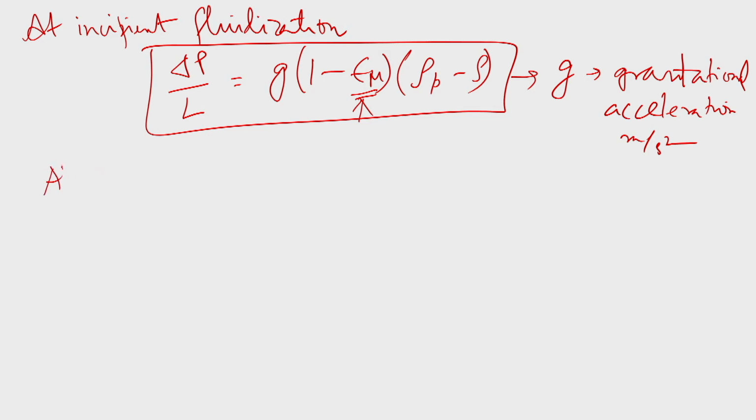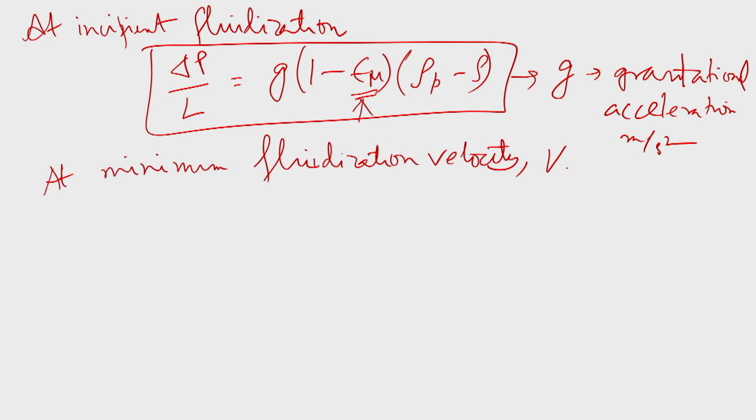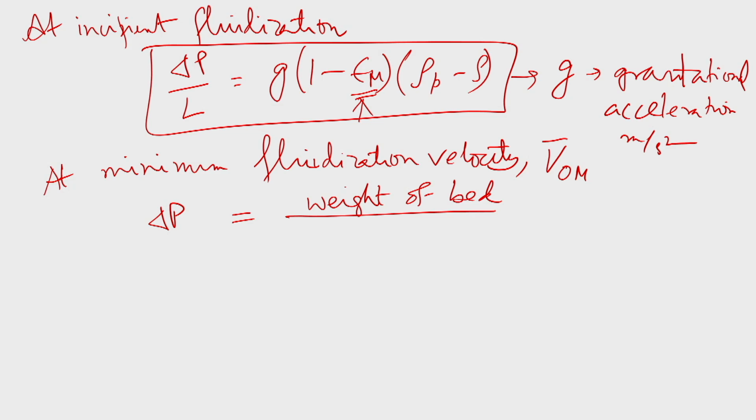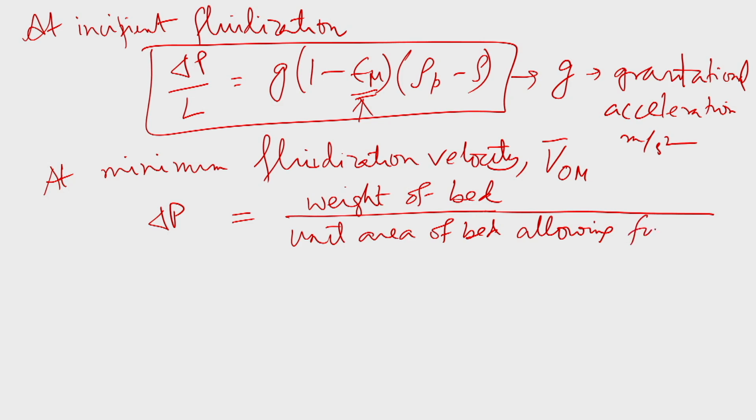So, at minimum fluidization velocity, that is V0m bar, the delta P will be the weight of the bed divided by the unit area of the bed, allowing for buoyant force.